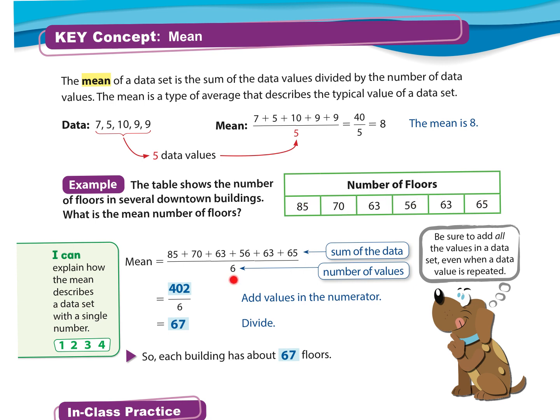here. Remember, a fraction is showing like a division problem. So it's the same thing as a division problem. So you total up all of your pieces of data. You get 402, divide by 6. And then that means that each building has about 67 floors. It's an average. Okay, some have more, some have less, but on average, it's about 67 floors.